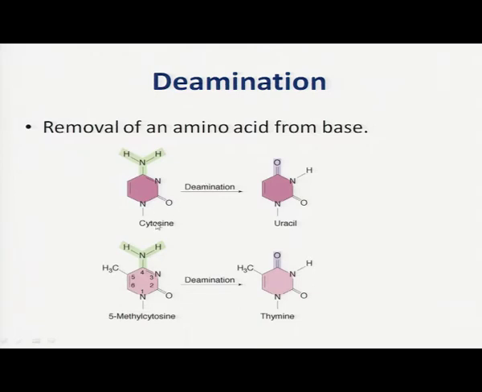In the deamination of cytosine, it will be converted into uracil, and if 5-methyl cytosine undergoes deamination, it will convert into thymine. So, such deamination occurs in nitrogenous sequences spontaneously, naturally, which will lead to spontaneous mutation.